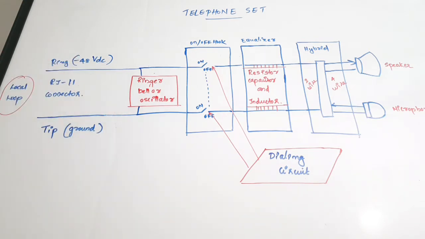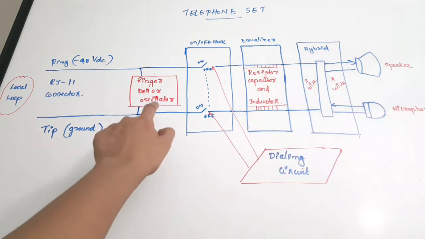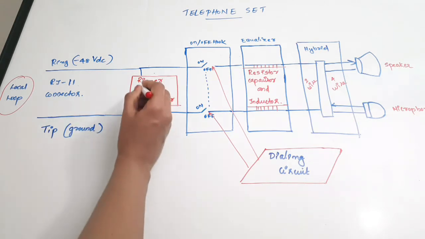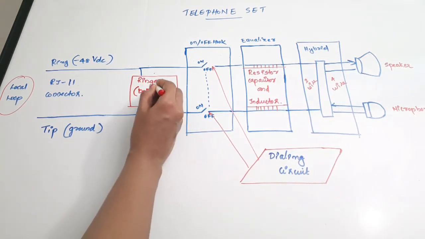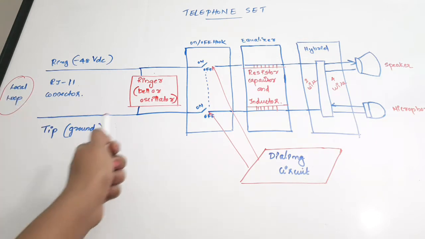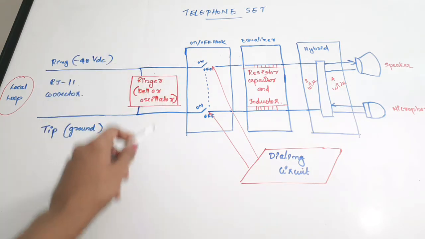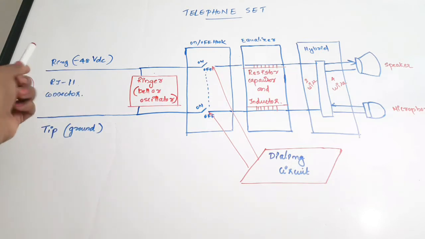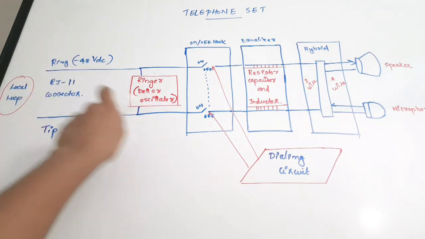Now let us have a look at the various blocks present in the telephone set. The first block here is named the ringer. It can be either a bell or an oscillator type. Now what is a ringer? The ringer is a circuit which generates an electromagnetic bell. It is placed directly between the tip and ring of the local loop. You can see that right after the local loop there is a ringer.